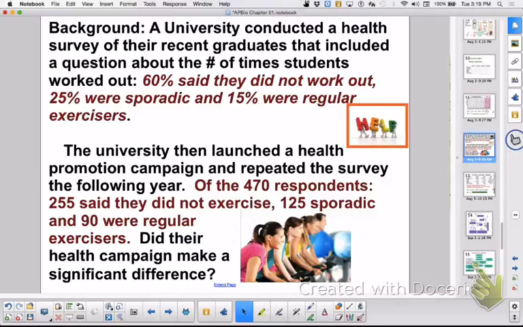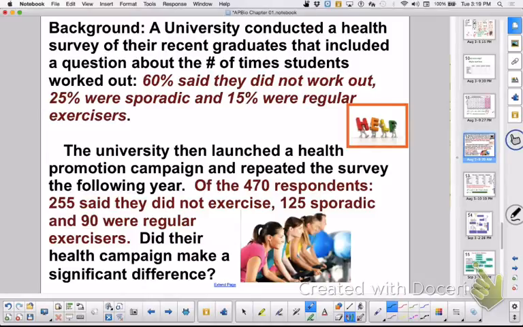Then the university launched a health promotion campaign and repeated the survey the following year. Of the 470 respondents, 225 said they didn't exercise, 125 were sporadic, and 90 were regular exercisers. Could we convert those to percentages? All we would have to do is say 225, does anybody have a calculator? 225 divided by 470, what is that?